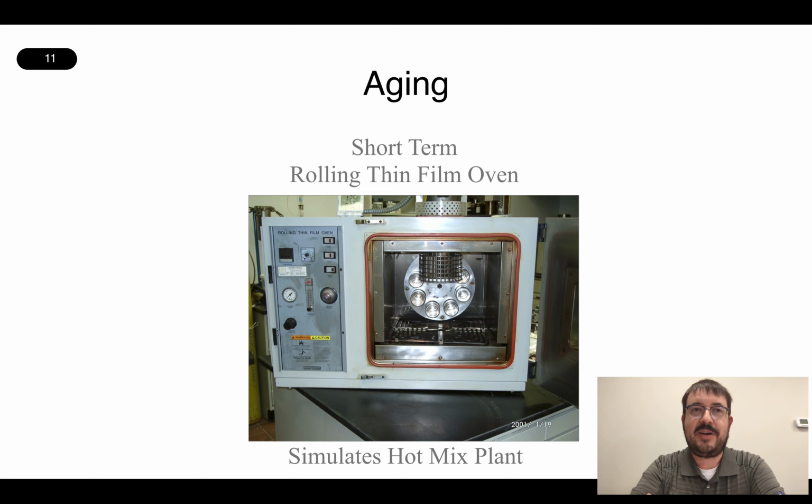So one way we try to identify the short-term aging, or the aging that's realized by the asphalt in the manufacturing process of hot mix asphalt in our hot mix plants, is to use a rolling thin film oven. In this apparatus, we'll put a sample of asphalt in glass tubes, and it undergoes similar aging to what the binder would do in the asphalt plant. That binder is then recovered and tested for stiffness to ensure sufficient flexibility and stiffness after this aging protocol.